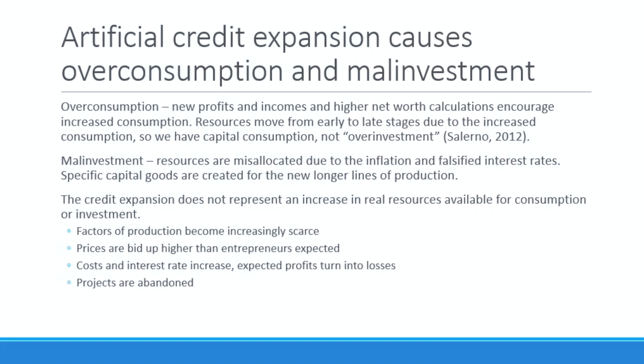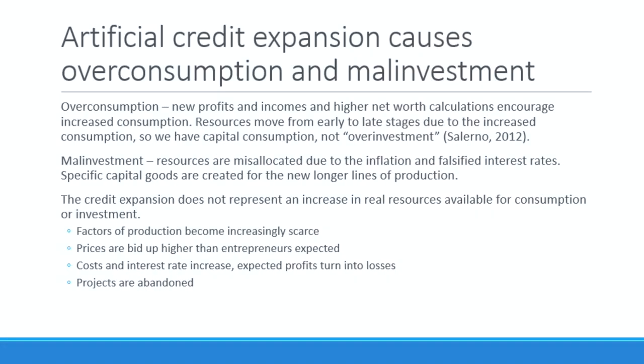So overconsumption is the fact that the new profits and incomes and higher net worth calculations and the lower interest rate, all of those combined, encourage increased consumption, more consumption than what would have happened absent the artificial credit. So real resources, not just spending, but real resources move from the early to the late stages due to that increased consumption. And this is something that Salerno highlights in his article in the QJ that I mentioned at the beginning.